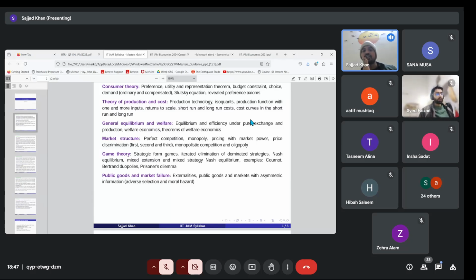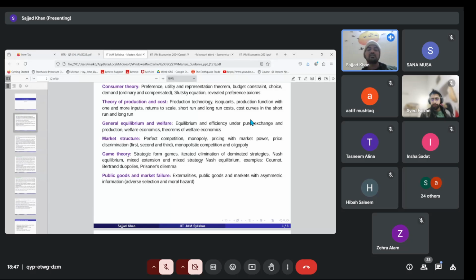In a pure exchange market, Walras's theorem is the most important, because ultimately in Walras's theorem we get that a market is always in equilibrium and there will be no surplus in the market.